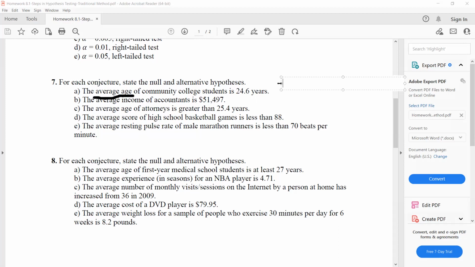So what we're going to do is write two statements for each one of these. So for A, we're going to write our null, H0, and we're going to write our H1, okay? The average age of community college students is 24.6 years. Is 24.6. Is another name for equals. So that goes with our null hypothesis. You would write mu equals 24.6. Okay, that's your null hypothesis.